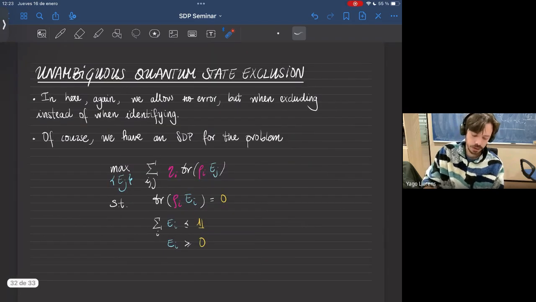You could also have the unambiguous or zero-error state exclusion. You have to maximize the success of them being different. But here, notice that I didn't put that j is different than i, because I'm imposing that they have to be zero, because this is the zero-error case. When I exclude one hypothesis, I'm 100% sure that it was not this one. And again the same: the sum is less than or equal to the identity, the semi-completeness relation, and each of the POVM elements is positive.